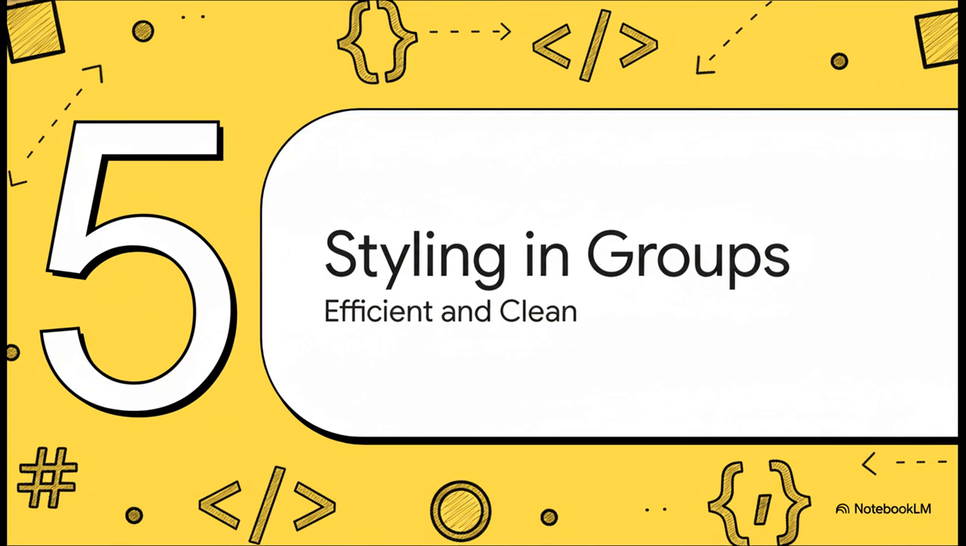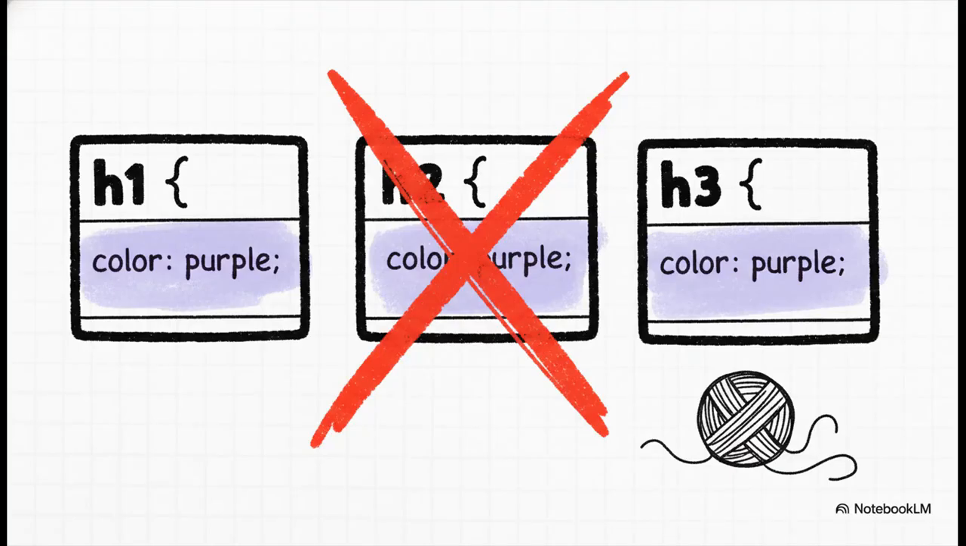Okay, new scenario. Let's say you want all your headings, your H1s, H2s, and H3s, to have the same font. You could give them all the same class, but that feels like extra work, doesn't it? Is there an easier way? I mean, you could do this. You could write a rule for H1, then copy it for H2, then copy it again for H3. But just look at it. It's so repetitive. This breaks a really important coding principle called DRY, which stands for don't repeat yourself.